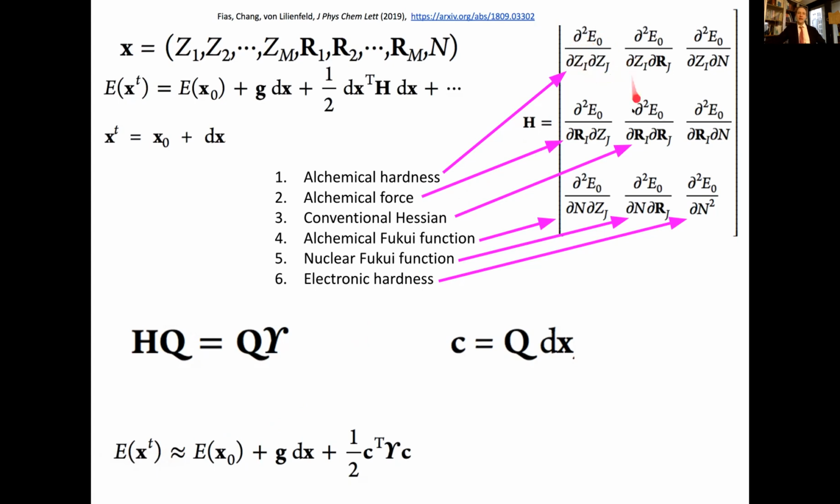But you could also look at normal modes of mixed second order derivatives. To the best of my knowledge, for instance, this alchemical force, the normal modes have not yet been studied. This could be quite interesting if you wanted to do a master or PhD. This is certainly worth a paper publication to study how this looks.